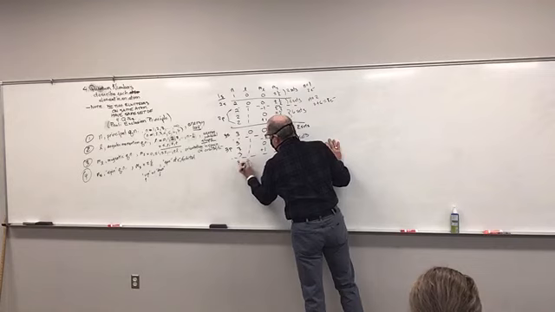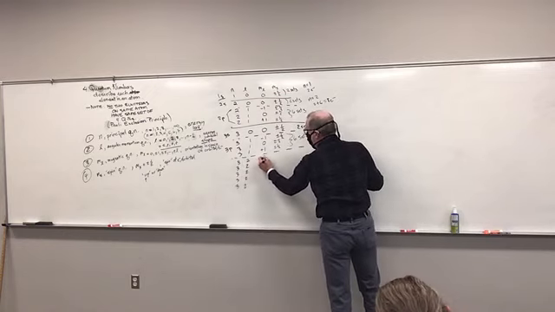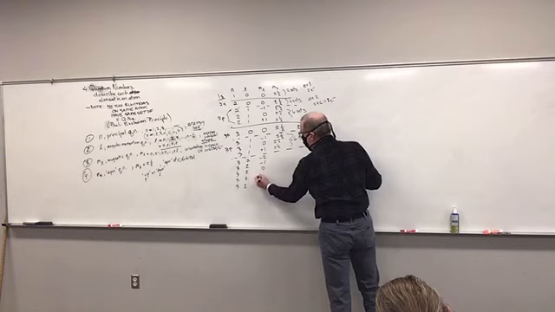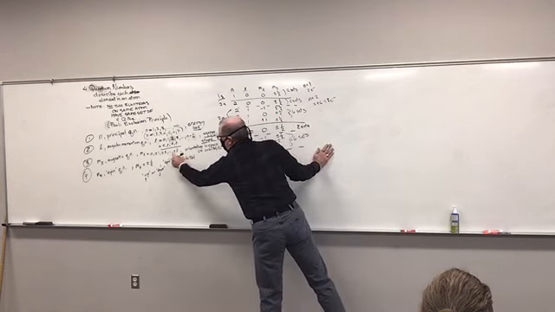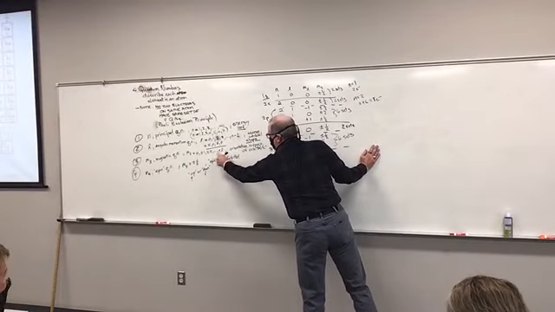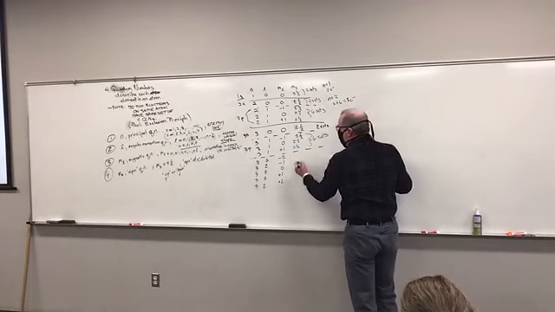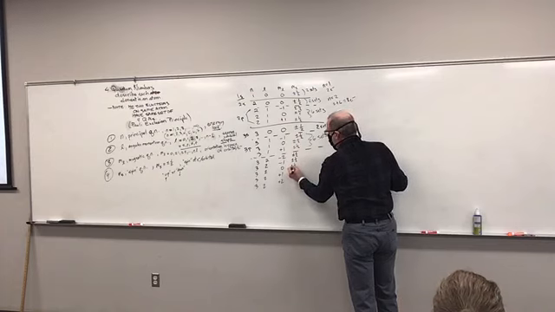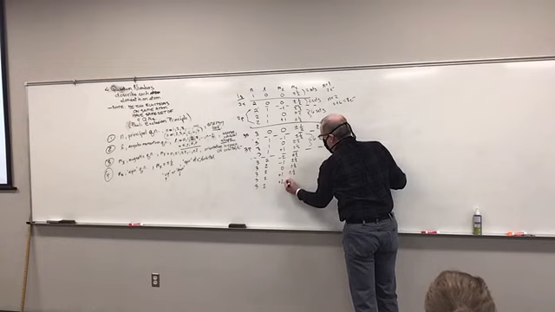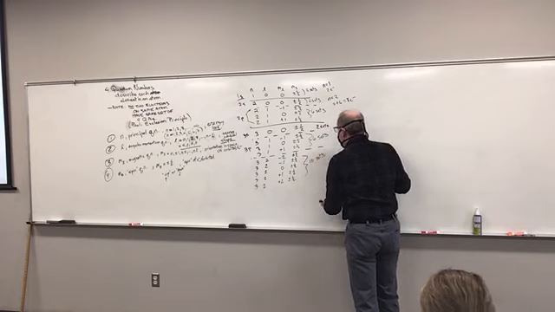The last possibility is that n is equal to 3 and L is equal to 2. So M sub L can be minus 2, minus 1, 0, plus 1, or plus 2, from minus L to plus L. So plus or minus 0, plus or minus 1, plus or minus 2, which is L. Each one of those can be plus or minus 1/2 on the M sub S, which is 10 sets of quantum numbers.